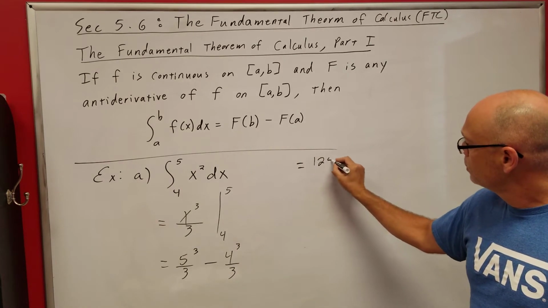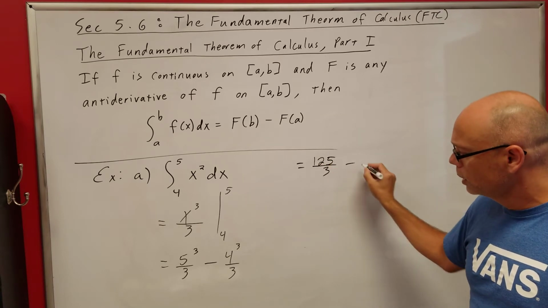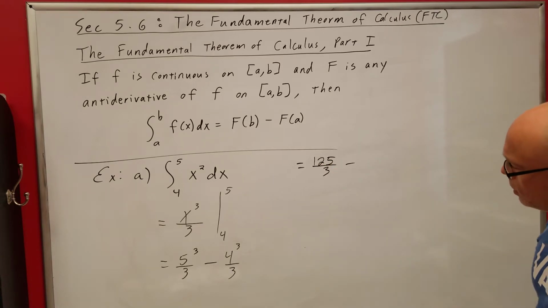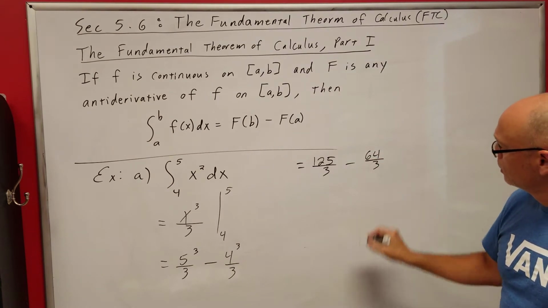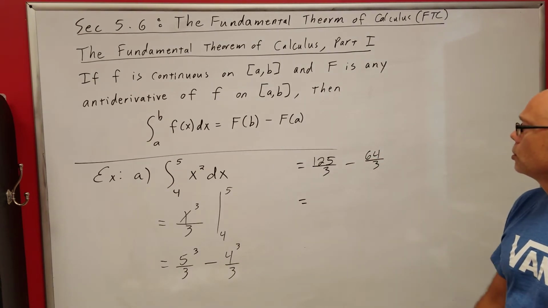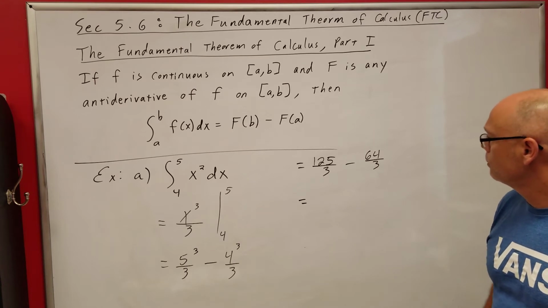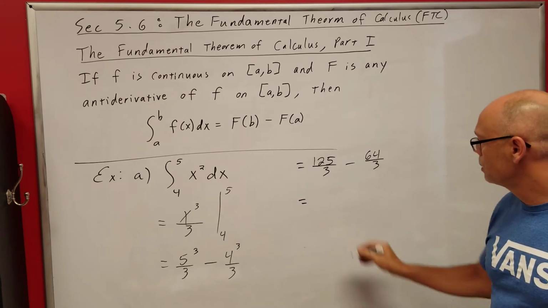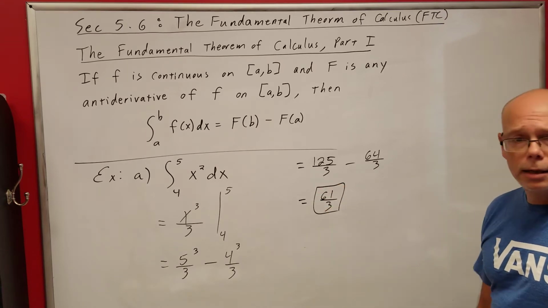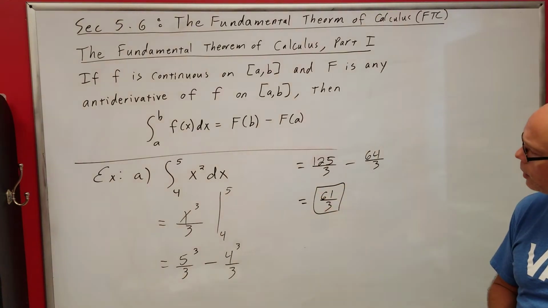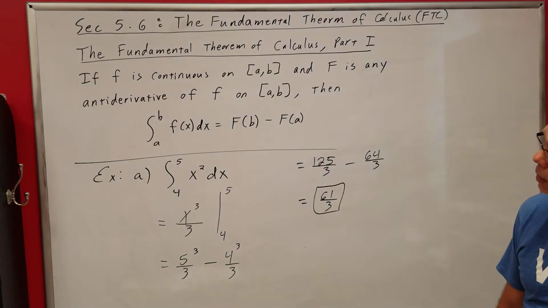So what do I get? 125 over 3 minus, what's 4 cubed? 4 times 4 is 16 times 4 is 64, right? Over 3. And do the subtraction. What's 125 minus 64? What would that be? 61 over 3? And that's it. That's how the fundamental theorem of calculus part 1 works.